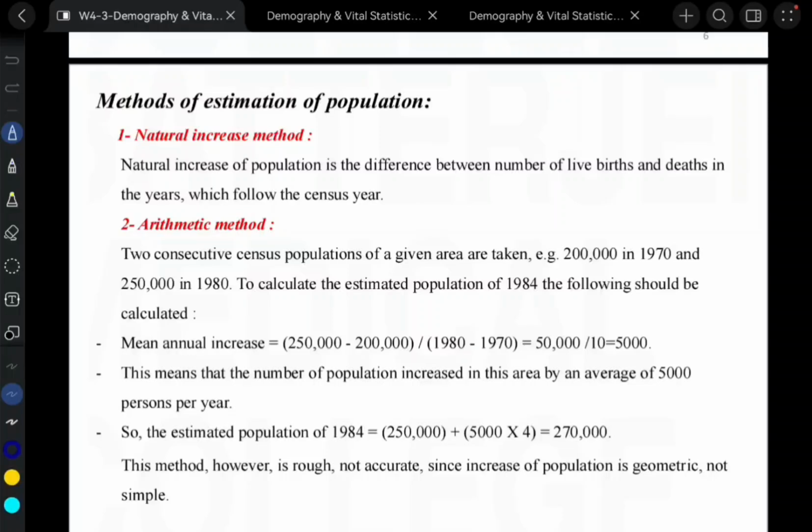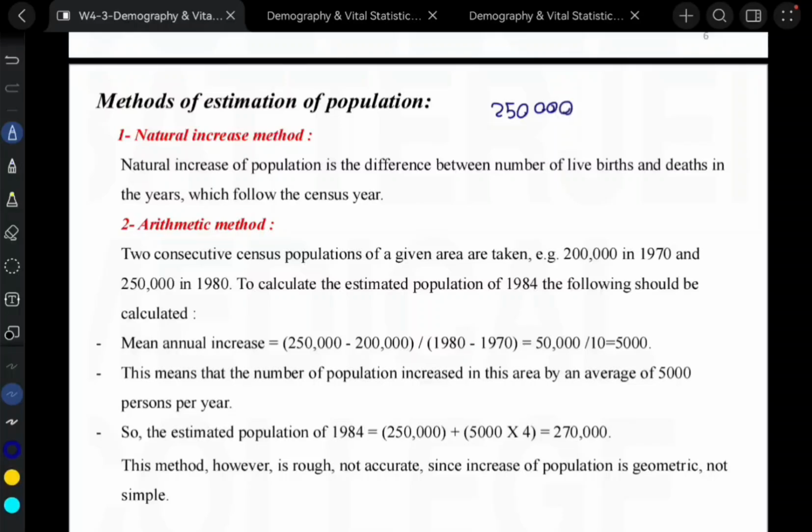It's basically two consecutive census populations of a given area are taken, like for example, 200,000 in 1970 and 250,000 after 10 years. To calculate the estimated population in 1984, which is 4 years after 1980, we should calculate the mean annual increase. So basically each year, how much is the increase? So it's going to be the largest number, which is 250,000, as mentioned here.